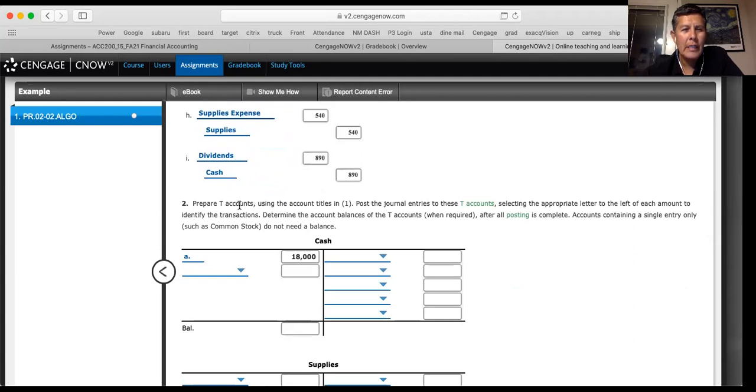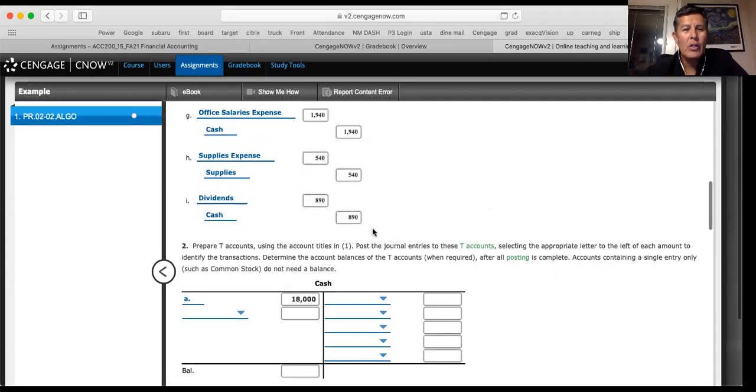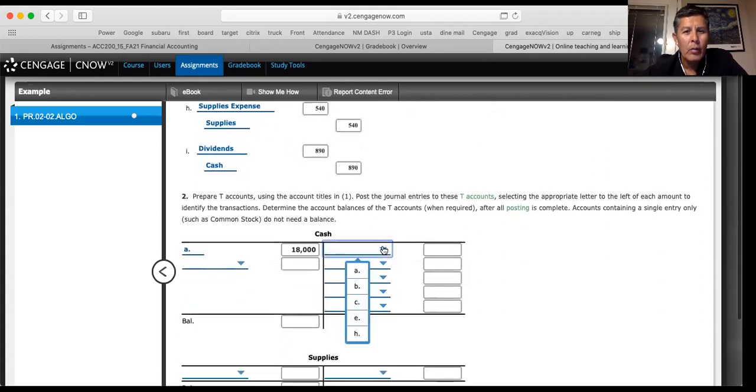So prepare T accounts using account titles in one. Post journal entries to T accounts, selecting the appropriate letter to the left of each transaction. So now what we need to do is look at anything that has cash, anything we use cash for, in chronological order. That's why I said A was cash. So let's look at transaction B. We have a cash of 3330. So over here we'll put B, 3330. All we're doing is putting these into our cash account.